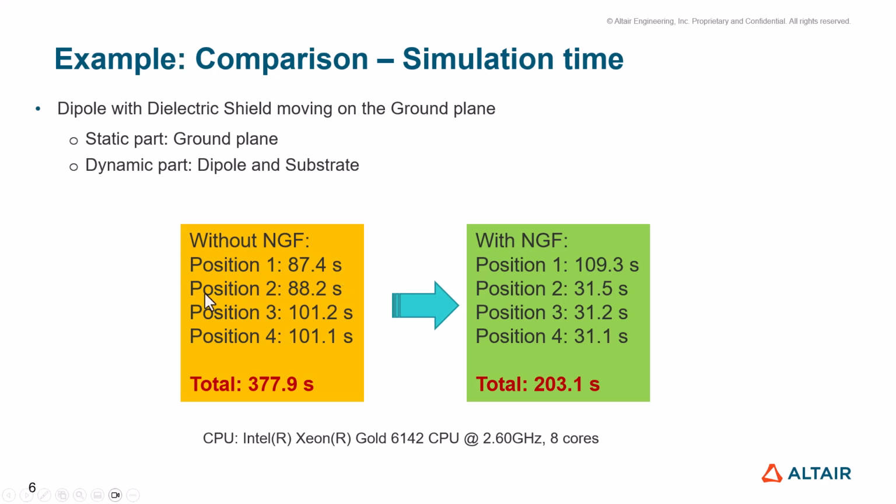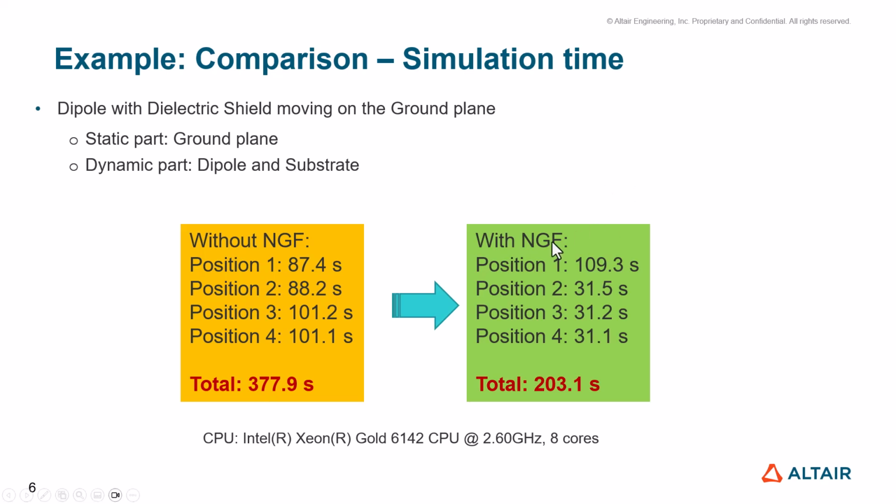On the left side, you see the runtime as it would be without the numerical Green's function. They are, as expected, more or less the same for all situations. The number of unknowns, or the number of mesh elements, is roughly the same for all the 4 models, so the runtime as well. In total, we have a runtime of almost 378 seconds.